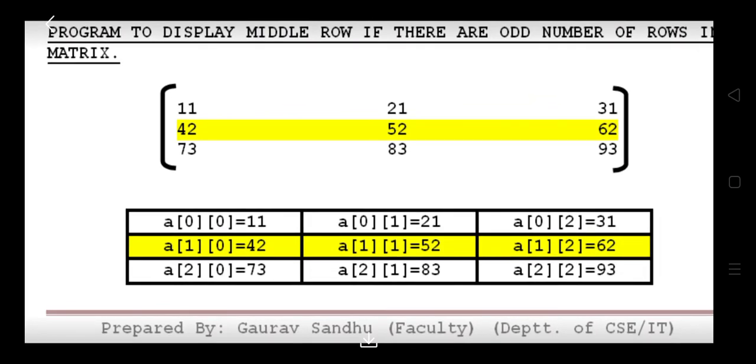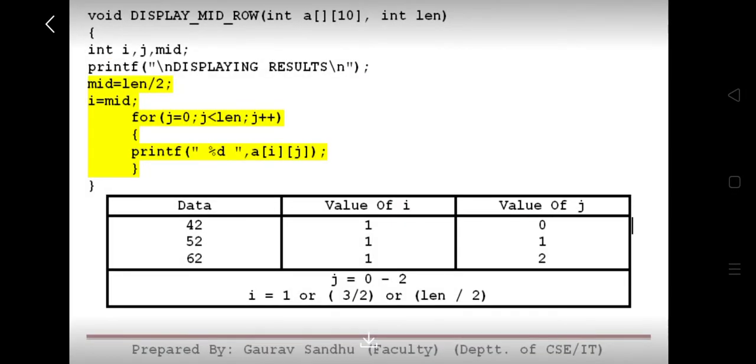Now the next program says to display the middle row of a matrix if there are an odd number of rows. If you see now, for a 3 by 3 matrix there are 3 rows. 3 rows means the number of rows is odd. In order to display the middle row, the central row is the middle row, 42, 52 and 62, and you can see in the table 42 is stored at A10, 52 is stored at A11 and 62 is stored at A12 for our example of a 3 by 3 matrix.